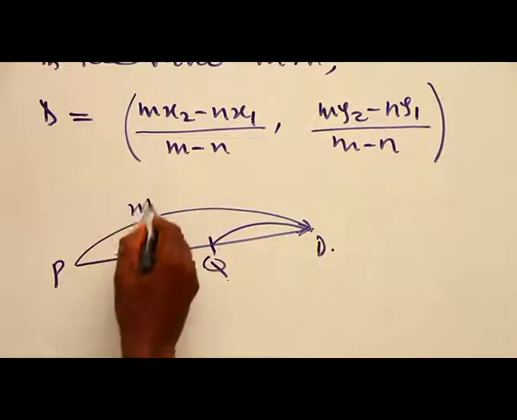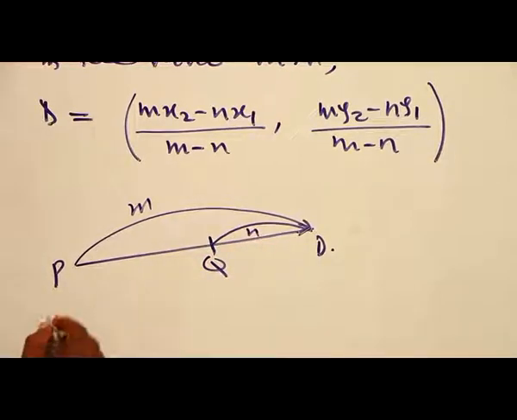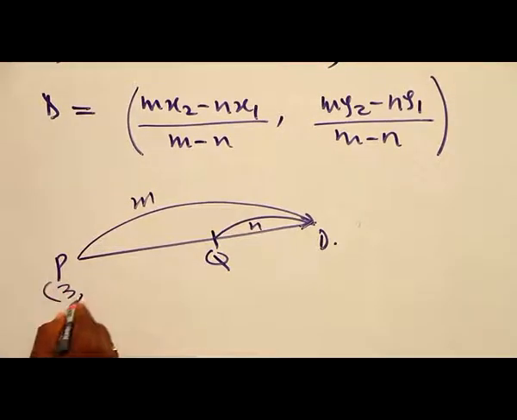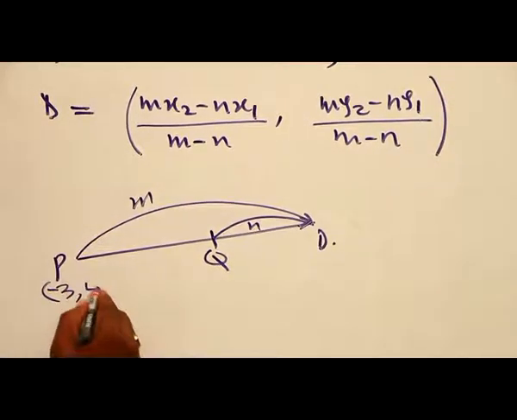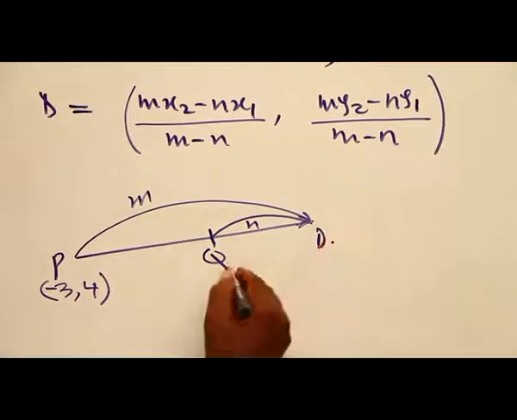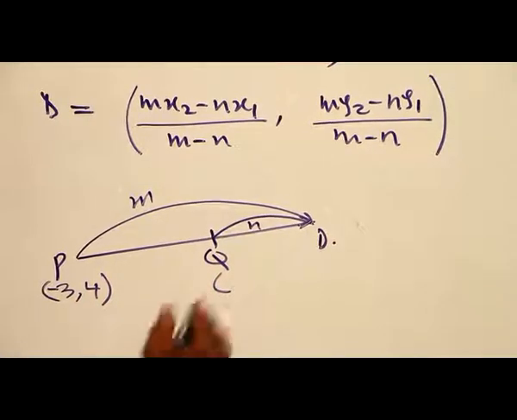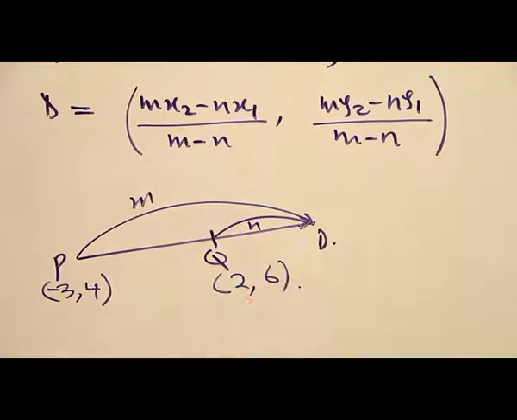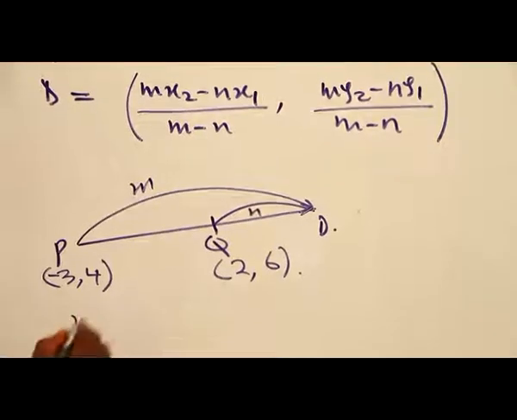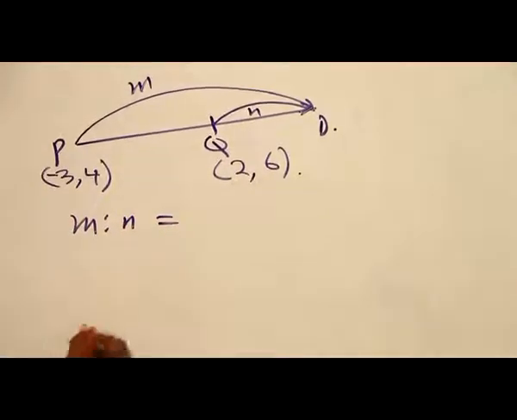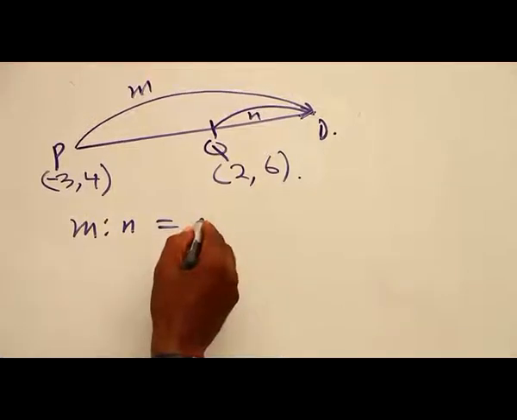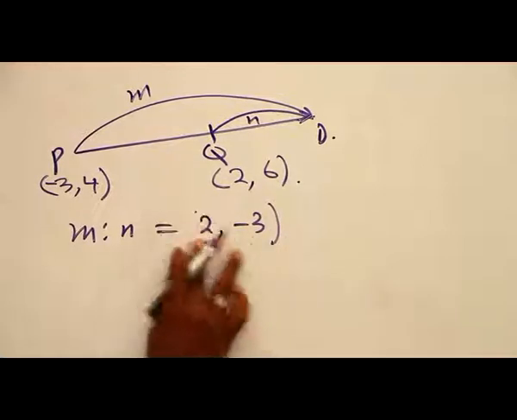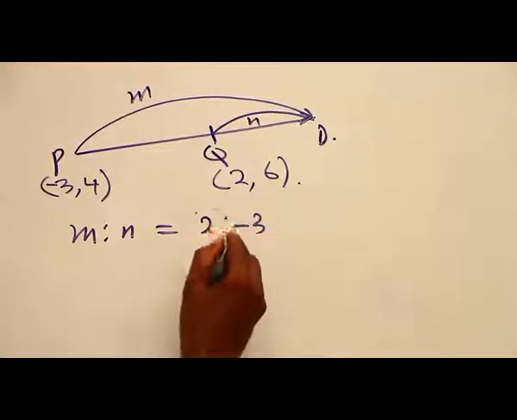So the ratio is m to n. In this case, you simply will write, assuming our point P is equal to (-3, 4), and our point Q is equal to (2, 6), and the ratio m to n is equal to maybe 2 and minus 3, the ratio 2 to minus 3.